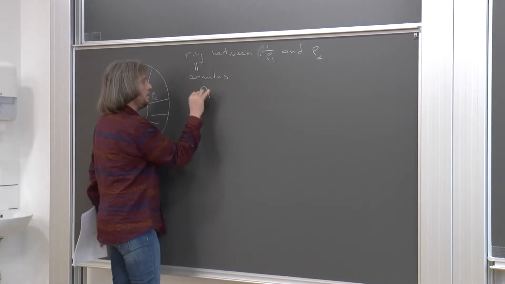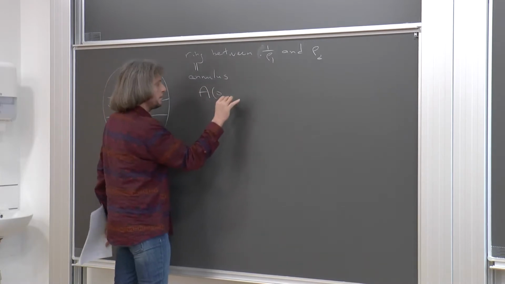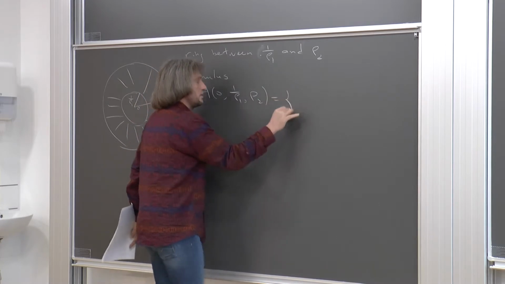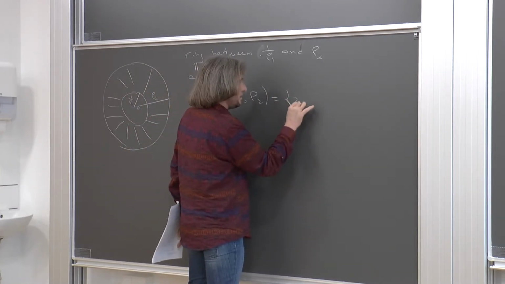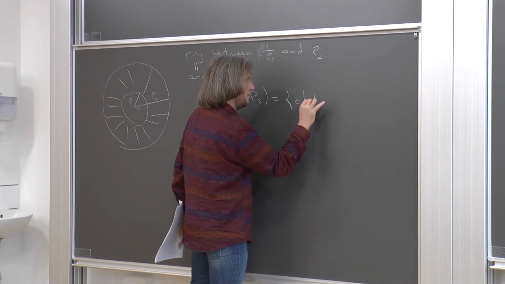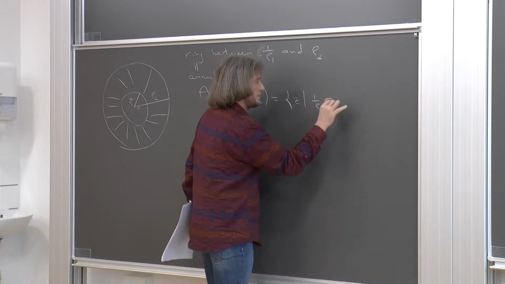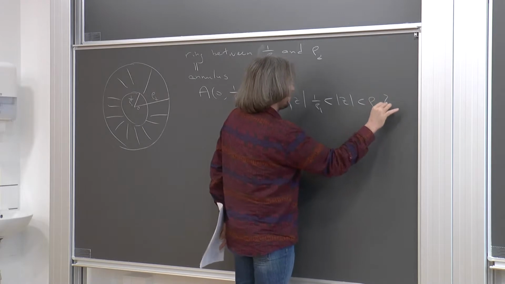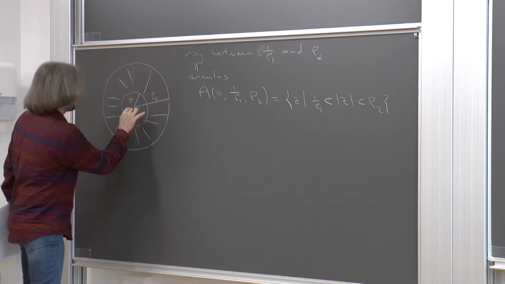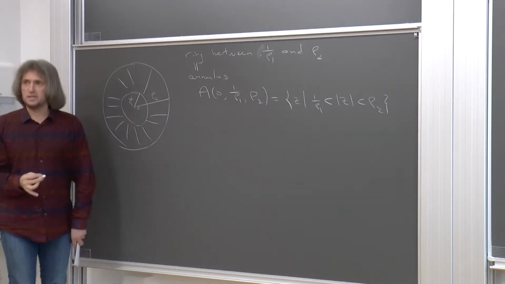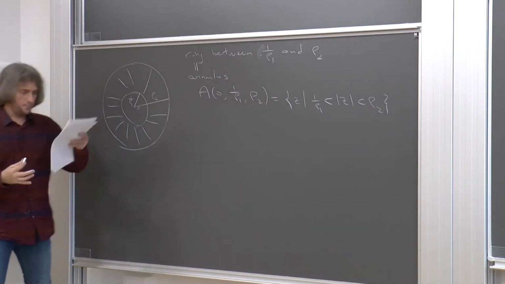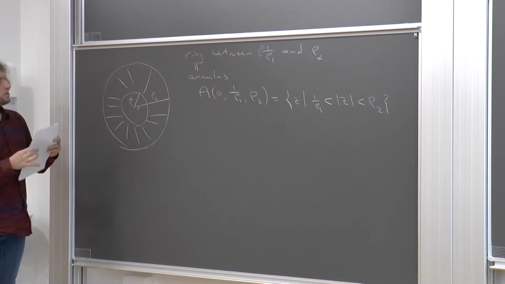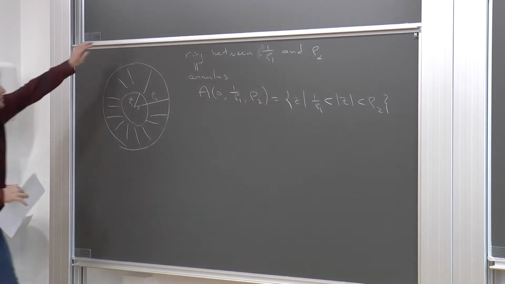So A of 0, this is the center, 1 over rho 1, and then rho 2, this is Z, 1 over rho 1 less than the absolute value of Z, less than rho 2. This is an open annulus with the center at 0 between these, right. So some of these we already met.